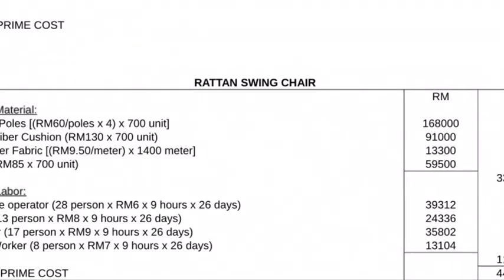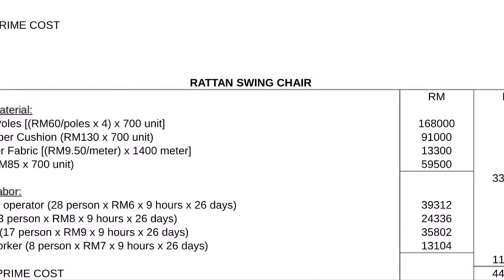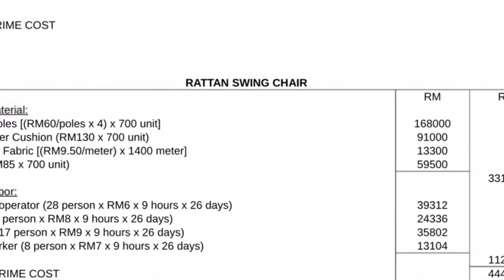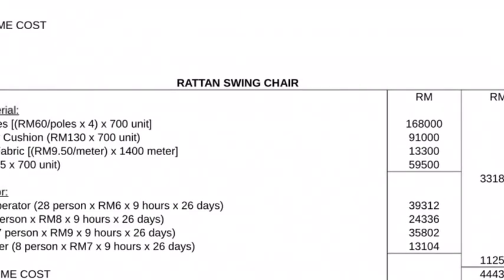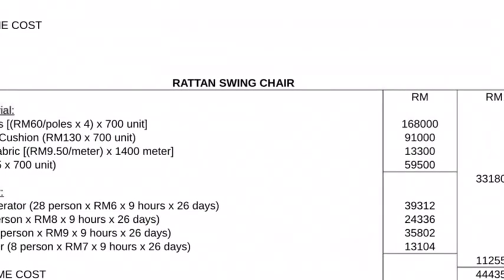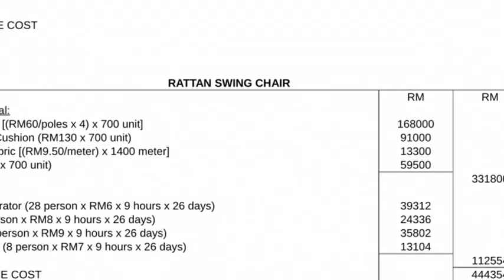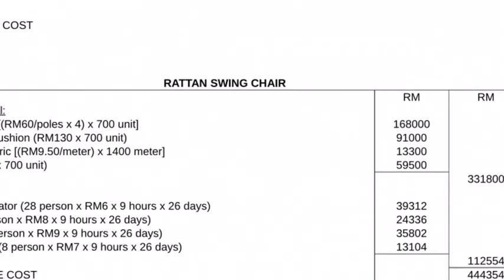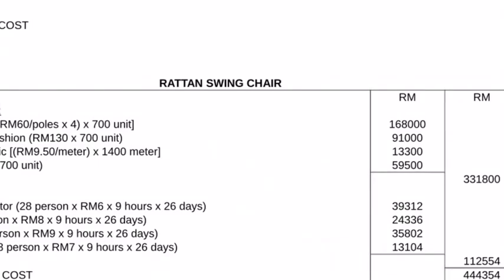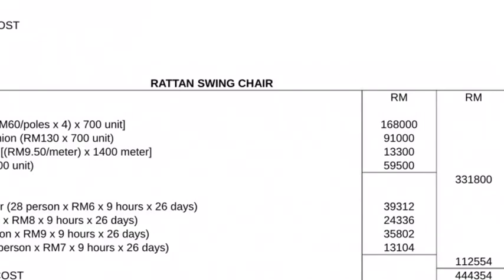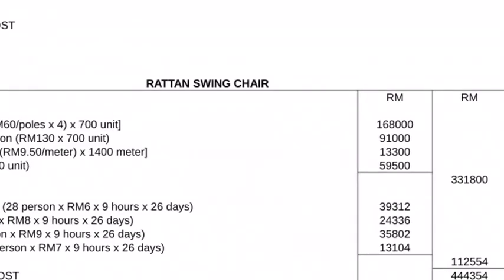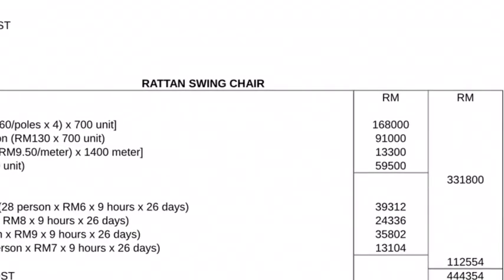To produce one rattan swing chair, we must use 4 poles, and we estimate that 700 units of rattan swing chair per month will be produced. Then we will get the amounts. The same goes for direct labor. We have to determine all the expenses for direct labor. Then we list up all the direct materials and direct labor, and add the total direct materials and direct labor. After that, we will get the total prime cost. Now we know how to find the prime cost.